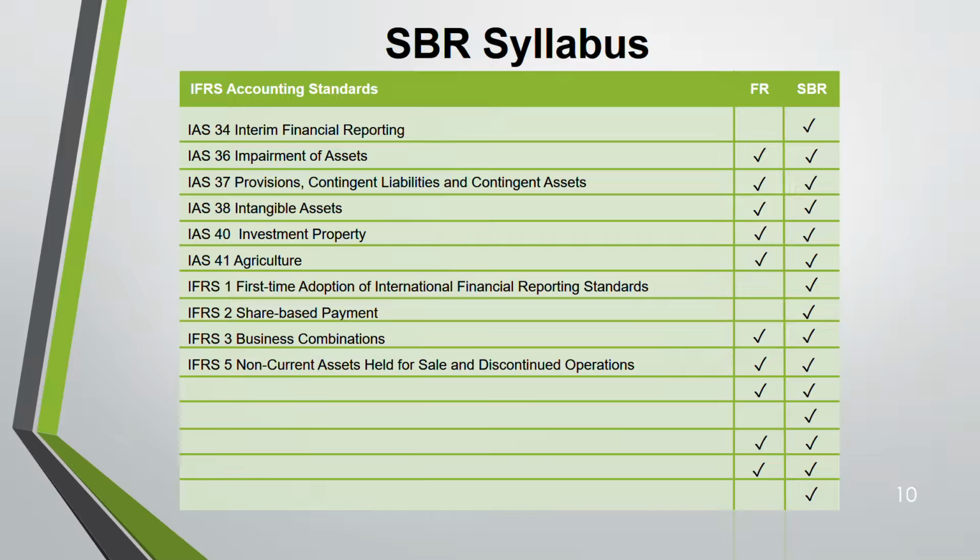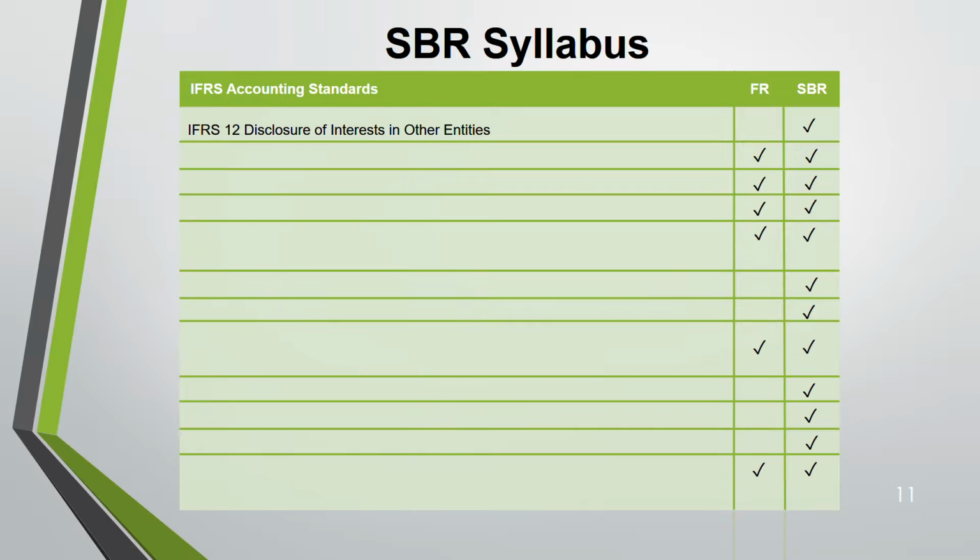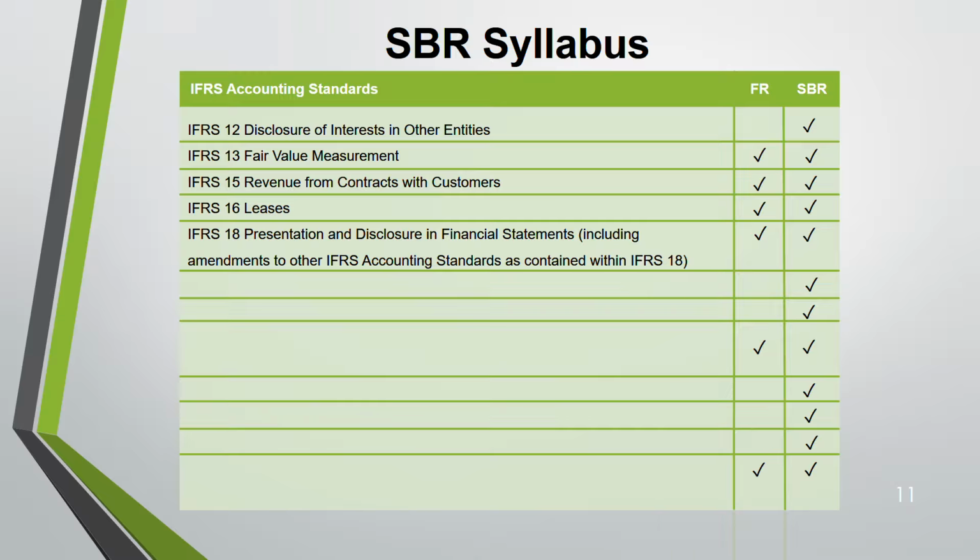Then IFRS 3, IFRS 5, IFRS 7. IFRS 8 is only for SBR, that is operating segments. IFRS 9 is there, but for IFRS 9, some things were omitted from the syllabus in FR, but in SBR, everything is going to be tested. I remember hedge accounting was not there in FR, but it will be tested in SBR. Then we have IFRS 10, IFRS 11 is only for SBR, that is joint arrangements. IFRS 12 is also for SBR. Then IFRS 13, IFRS 15, 16 is there. IFRS 18 is once again there for both.